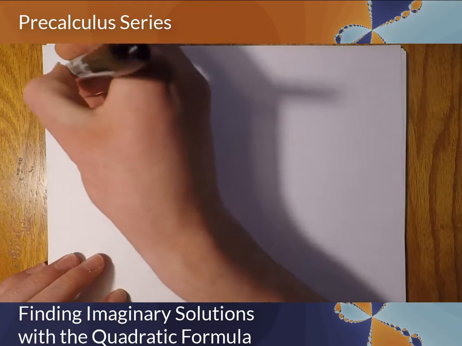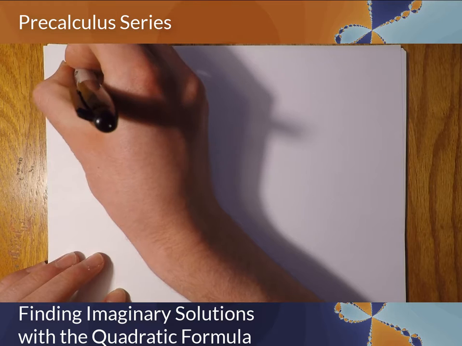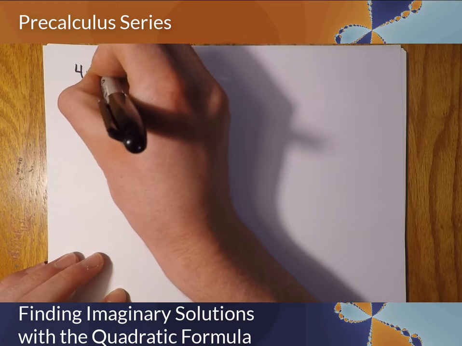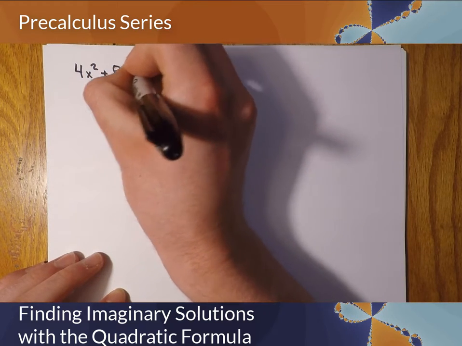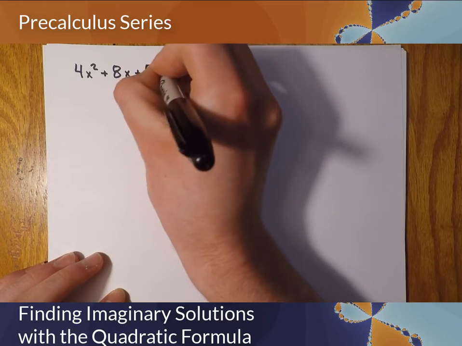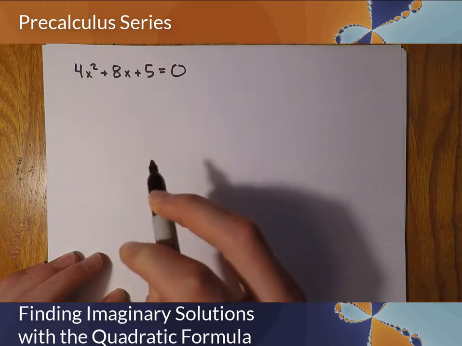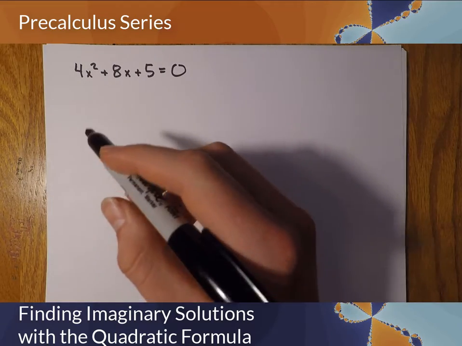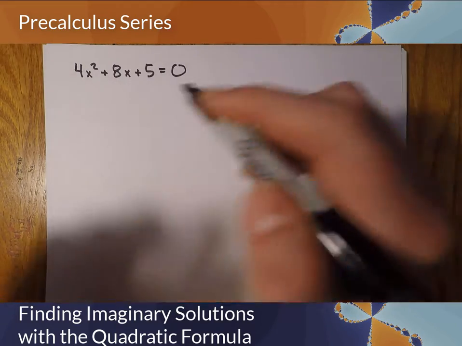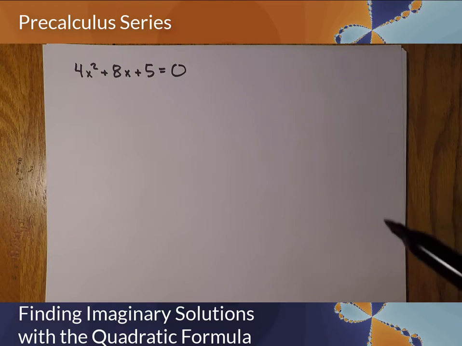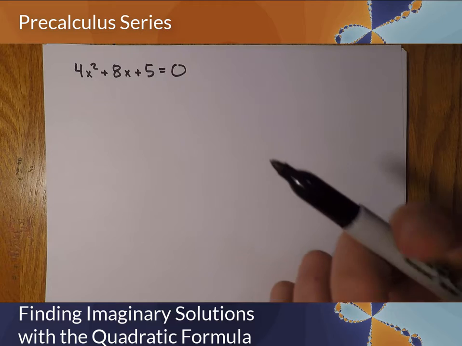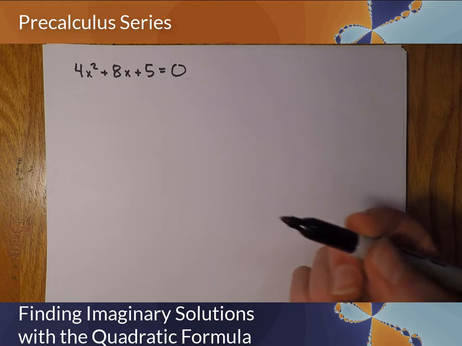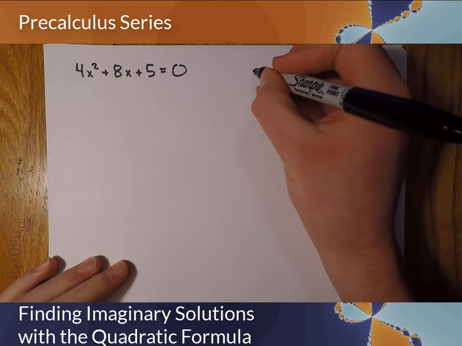Alright, so our next problem that we're going to be doing today is 4x squared plus 8x plus 5 equals 0. And what we want to find are the two roots or the two solutions, to find when this supposedly touches the x-axis. Supposedly because this is going to yield some imaginary solutions. Alright? So, again, I'm just going to write the quadratic formula.